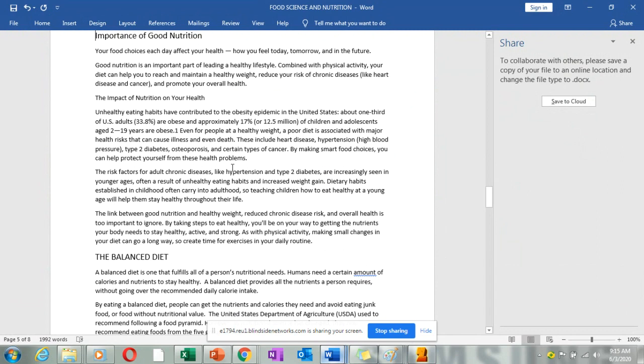It is also very important in the metabolism of the body. Every nutrient within the six, you need it in your body to make sure that your body is able to function in the right way. So we can say good nutrition is an important part of leading a healthy lifestyle. Combined with physical activity, your diet can help you reach and maintain a healthy weight, reduce your risk of chronic diseases, and promote your overall health. So that is generally why we need to eat a good balanced diet.